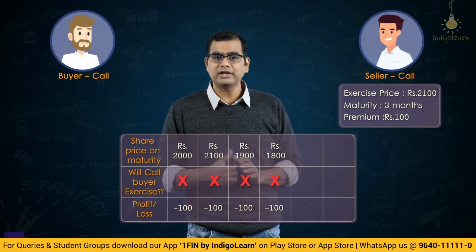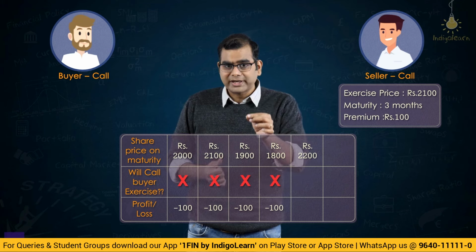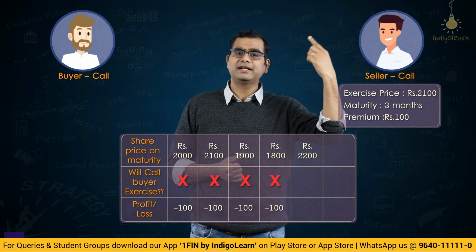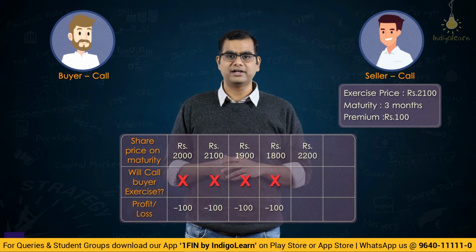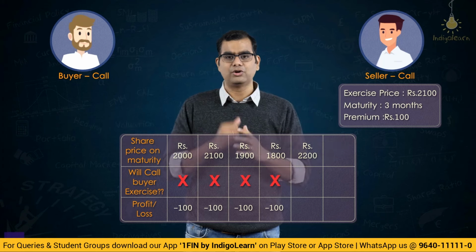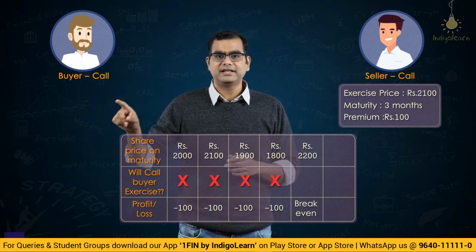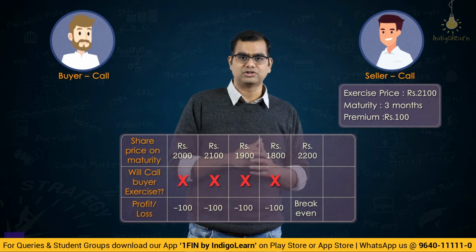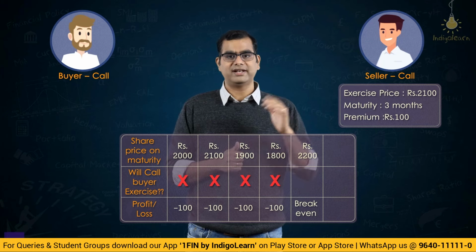If it is 2200, on the last day, let us say the price is 2200. You purchase from this gentleman at 2100, sell in the market at 2200, you make 100 rupees profit. Initially, you paid 100 rupees premium. So the net difference between this 100 profit and 100 premium is 0. So in all the earlier cases, 1700, 1800, 1900, 2000, 2100 also, you didn't do anything. But at 2200, you said, I will exercise.